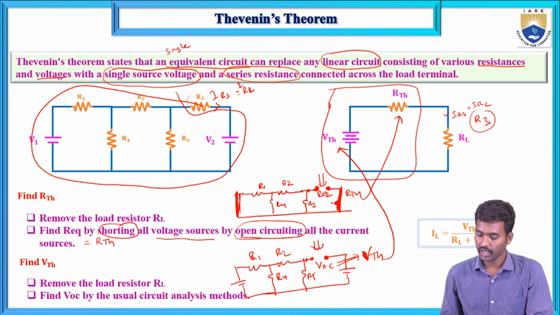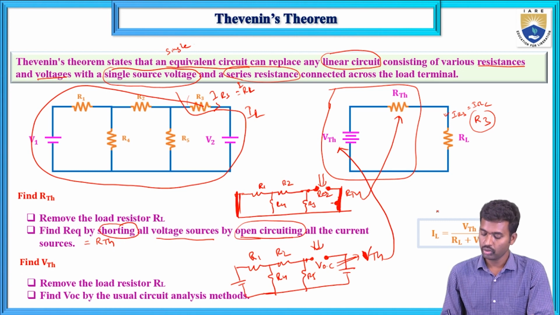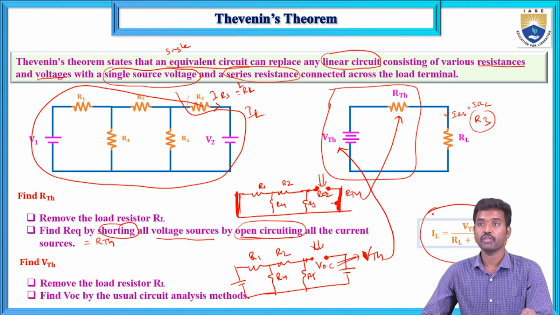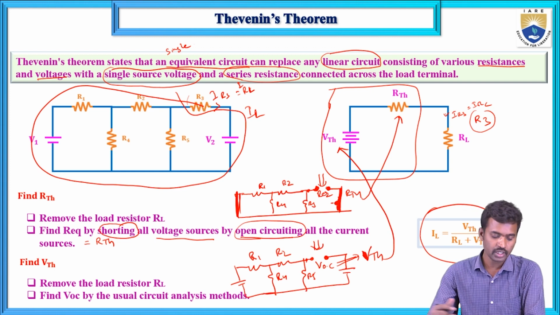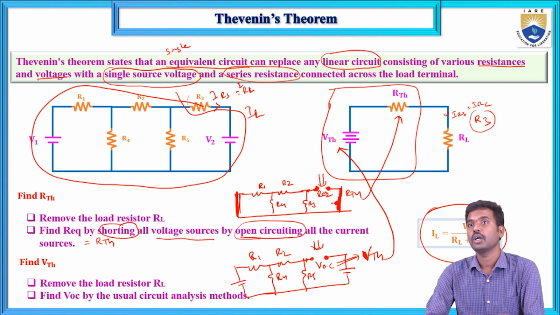So now the load current IL equals VTH divided by RL plus RTH. This is the final current from Thevenin's theorem. These are the steps. First, determine the load resistance in the given network.